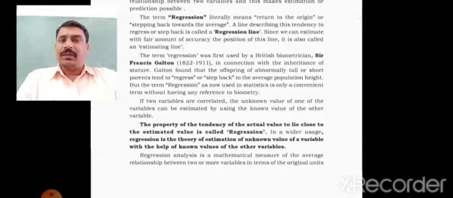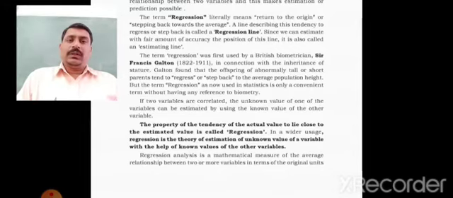But the term regression is now used in statistics as a convenient term without any reference to biometry. Sir Francis Galton used this term in the biological field, measuring the height of the parents: based on the height of the parent, what would be the height of their children in future? Now this term is used not only in biometry but also in statistics.